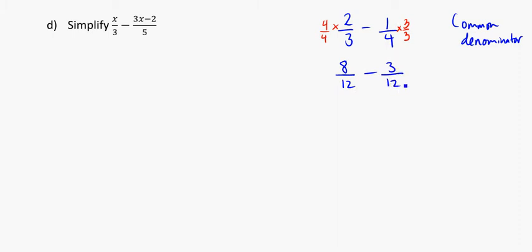And now that I've got the same bottoms, I can just write them as one thing over the same bottom. So it's 8 minus 3 over 12, which is in fact 5/12. Now the reason that I've written it like this, as times 3/3, is that 3 divided by 3 is equal to 1. So if I times anything by 1, I haven't really changed what it represents, I've just changed how it looks. And that's a legal move.